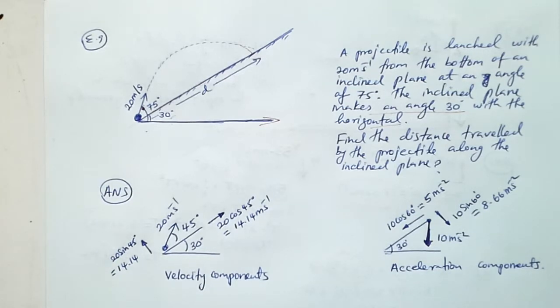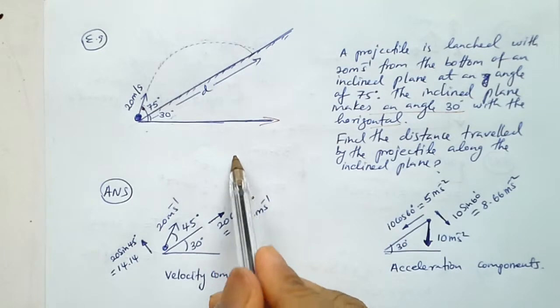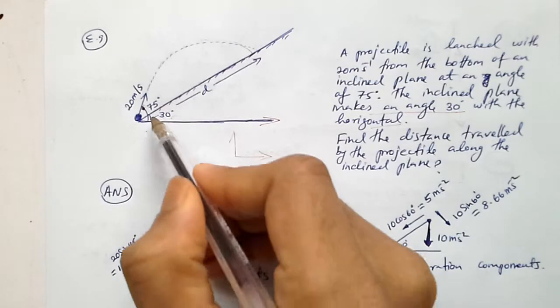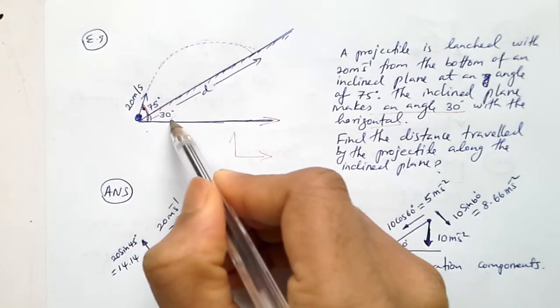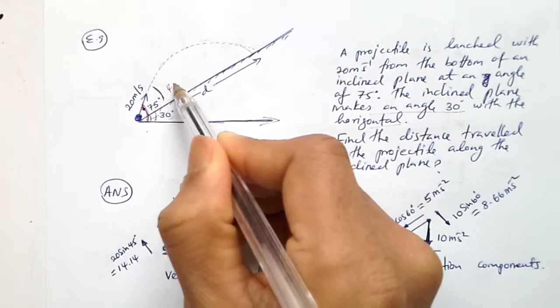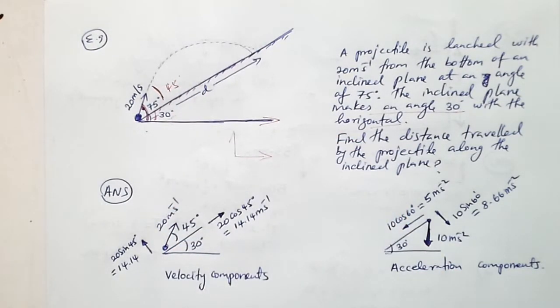The first step is to divide the velocity vector into components. Remember, this time I'm not going to divide in the usual way. Usually I divide into the horizontal and vertical directions, but this time I'm going to divide my velocity vector component along the inclined plane and perpendicular to the inclined plane. The total angle is 75 and the inclined plane makes an angle of 30 degrees, so this angle is 45 degrees. Okay, 75 minus 30 is 45 degrees.